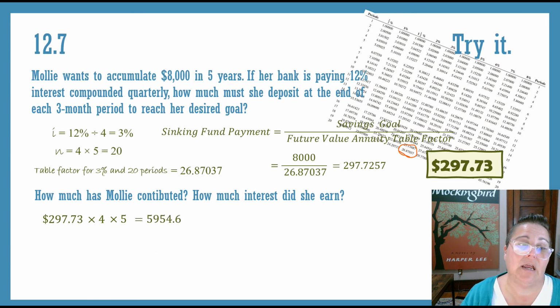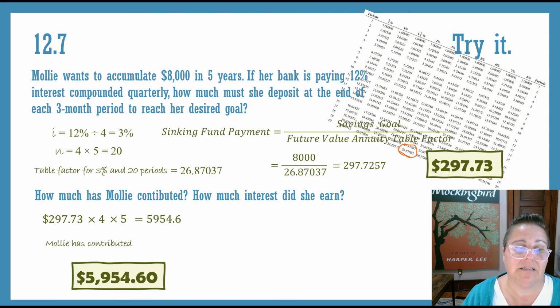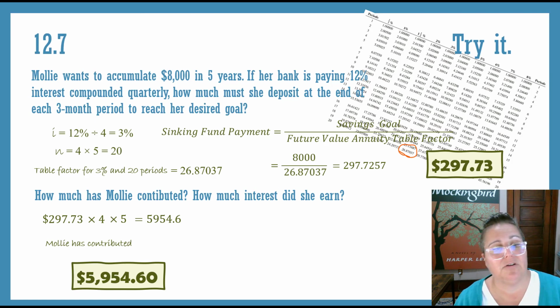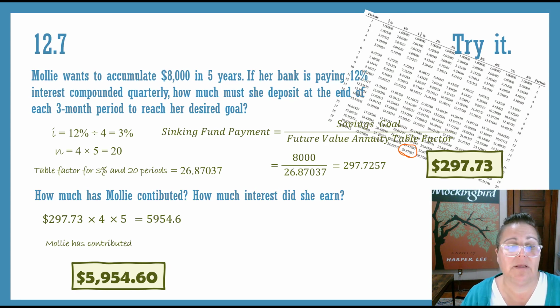This gives her a total amount of $5,954.60, which means Molly has contributed $5,954.60. She's going to have $8,000 in that account, but she will only have contributed the $5,954.60. The difference is your interest.